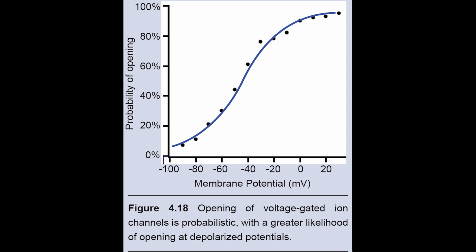At negative 70 millivolts, there is a 0.1% chance to open. At negative 30 millivolts, there is now a 50% chance to open. At positive 20 millivolts, there is a 99.9% chance to transition to the open configuration. Likewise, these channels also transition from the open state to the inactive state on a probabilistic basis as well, with the greatest probability of inactivating at depolarized potentials.